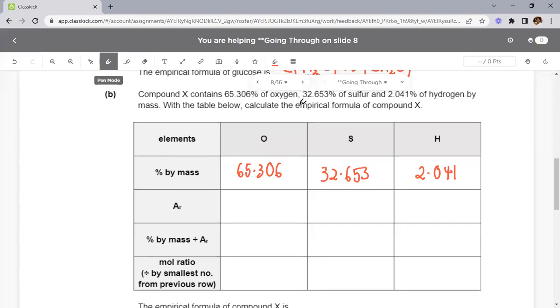Now I want you to try out the last 2 rows. So I'm going to write for you the AR: this 16, this 32, this is 1. I want you to take the next 3 minutes to help me fill up these 2 rows, just to make sure that you understand how to go about finding the third row and then the last row. So we take the next 2 to 3 minutes to do this segment. Let's go. I'm going to pause the recording now.